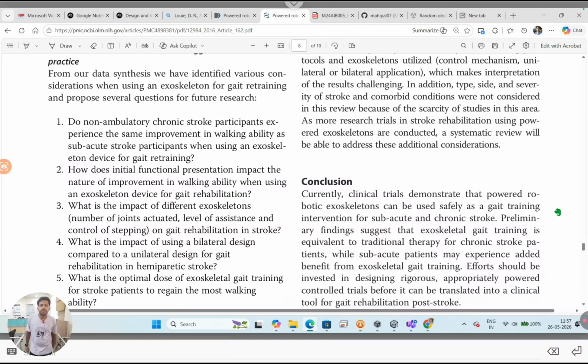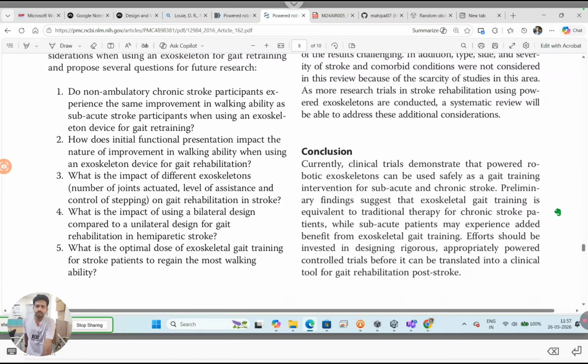How does initial functional presentation impact the nature of improvement in walking ability when using an exoskeleton device for gait rehabilitation? What is the impact of different exoskeletons, number of joints actuated, level of assistance and control of stepping on gait rehabilitation in stroke? What is the impact of using a bilateral design compared to a unilateral design for gait rehabilitation in hemiparetic stroke? What is the optimal dose of exoskeletal gait training for stroke patients to regain the most walking ability?